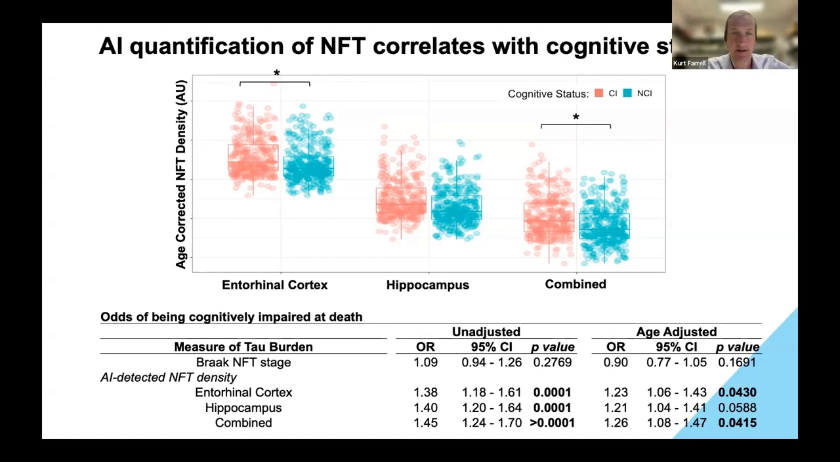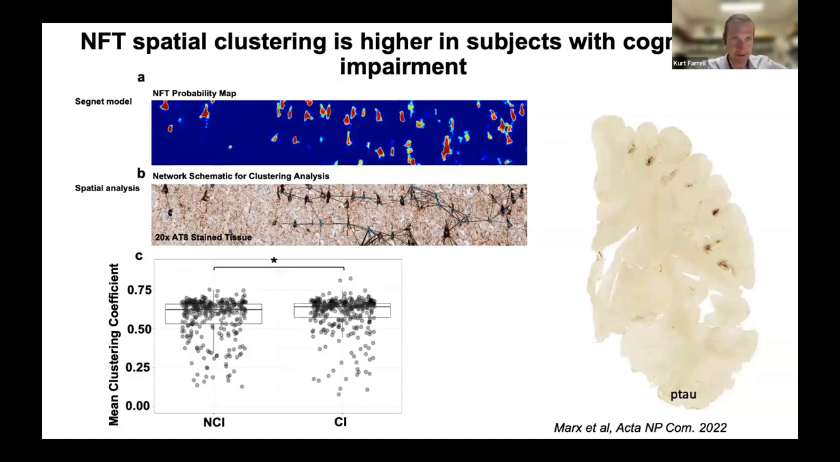And so to accomplish that, we are working on an AI that might be able to figure that out, but it's very difficult to develop these AIs to segment things, but we think we might have a way to get over that. And then again, in the combined region, you do see a significant, although nominal, ability to predict antemortem cognitive impairment using this classifier. So then at the time, we wanted to go kind of one step further.